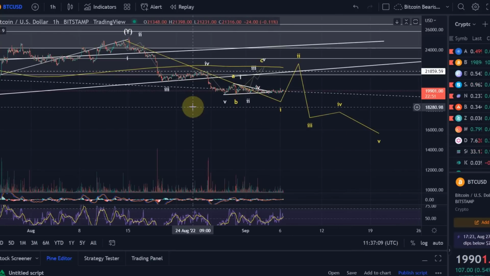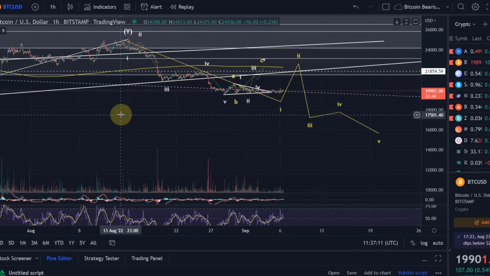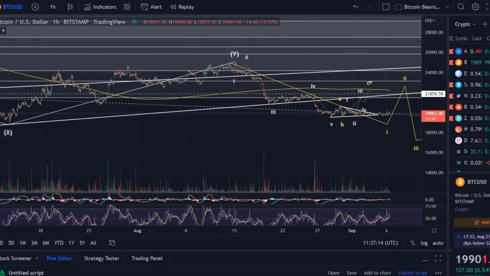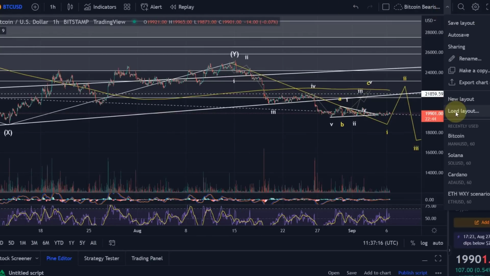But that is currently not my primary expectation, but we have to have it on the radar because we don't want to be caught out.